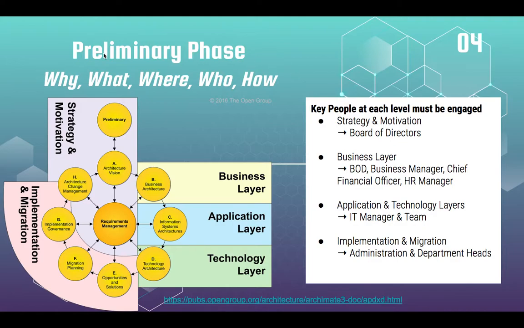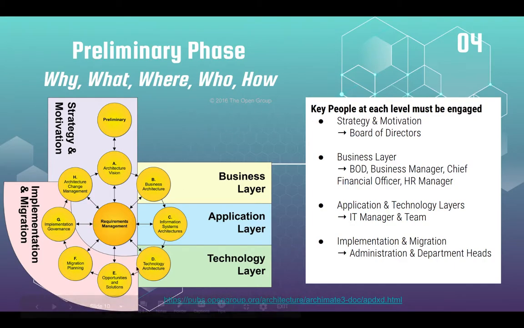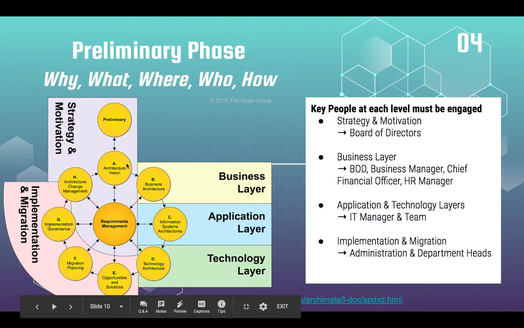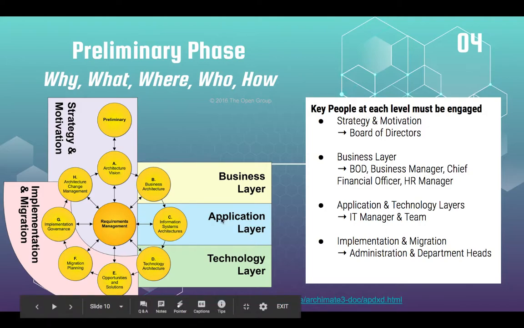So in terms of the preliminary phase, asking why, what, where, who, how, we know that we need to engage key people. And so at my organization, I looked at a bunch of different layers or areas that are going to be involved. If this is the TOGAF framework, you can remember we mentioned that a second ago, there's a business architecture, an information systems architecture, and a technology architecture, with the application consisting of data and applications.